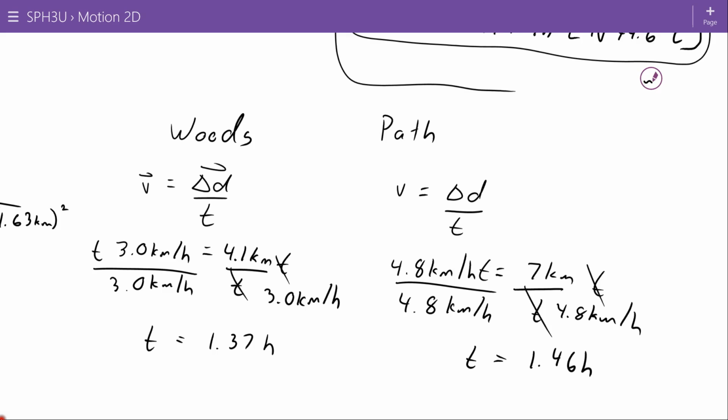So based on this example, we would suggest that you should cut straight through the woods. That is, of course, assuming that cutting through the woods is not cheating. And if it is cheating, of course you must take the path, because we can't condone cheating. So that's it, and we'll get back on with videos on projectiles.